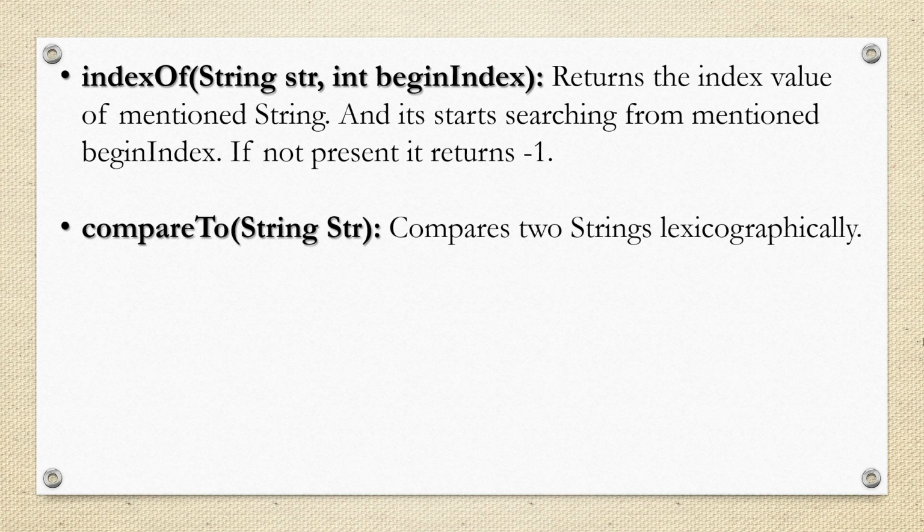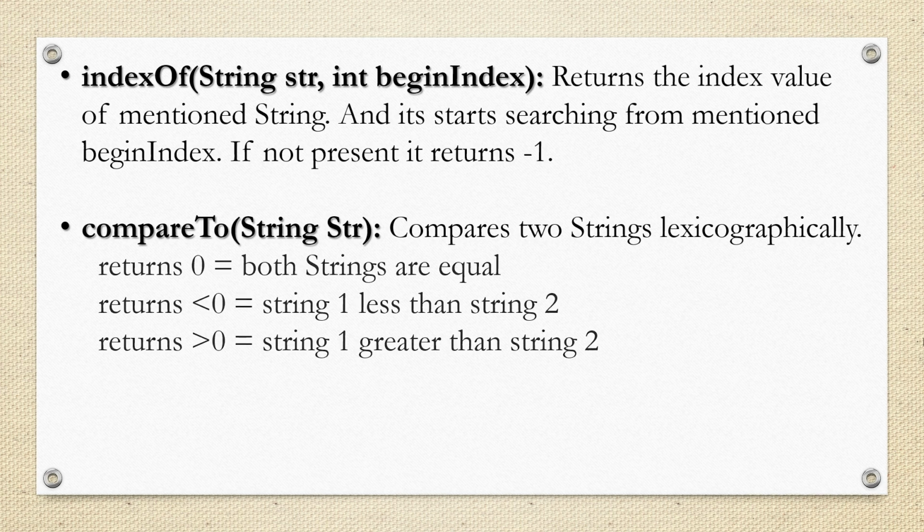compareTo, it will take a string as a parameter and compares two strings lexicographically. The meaning of lexicographic is alphabetical order. Returns 0 when both strings are equal. Returns less than 0 when string 1 is less than string 2. Returns greater than 0 when string 1 is greater than string 2.